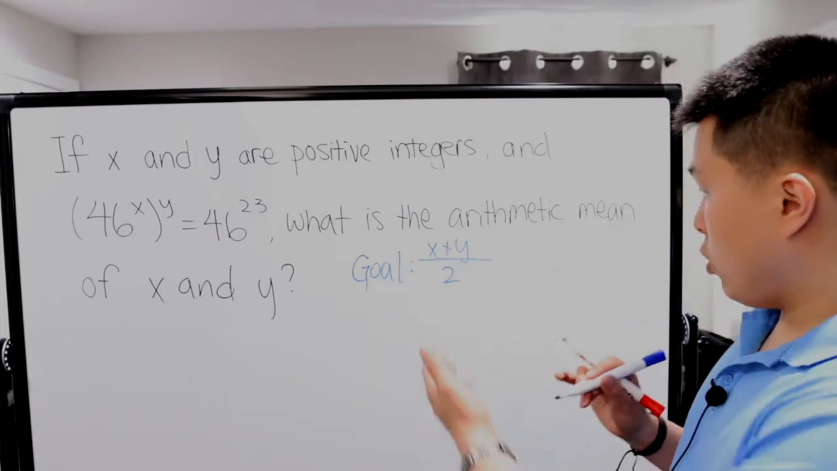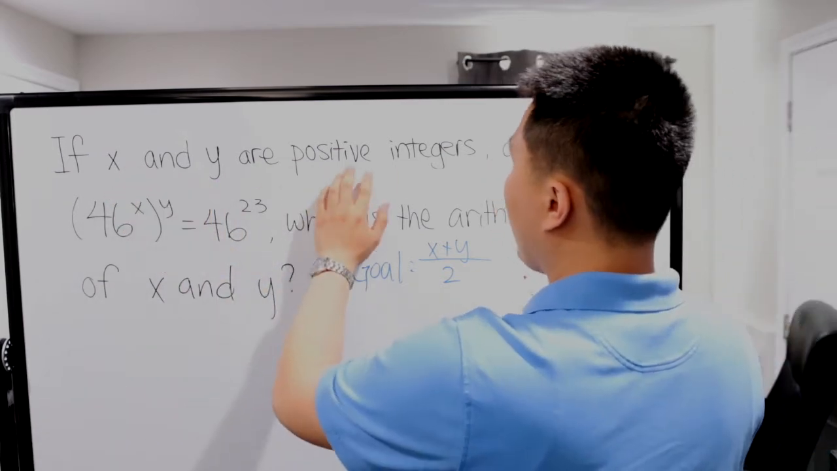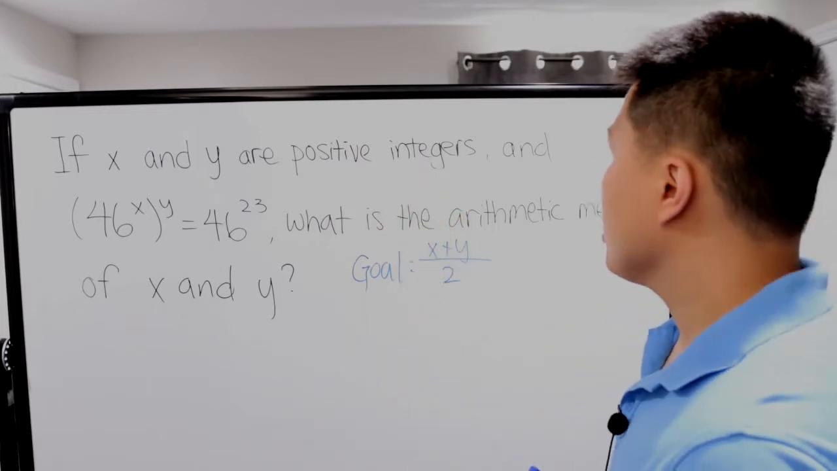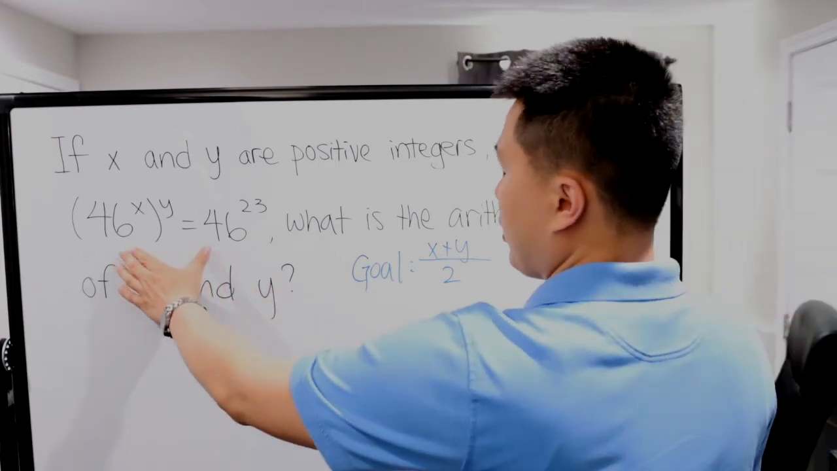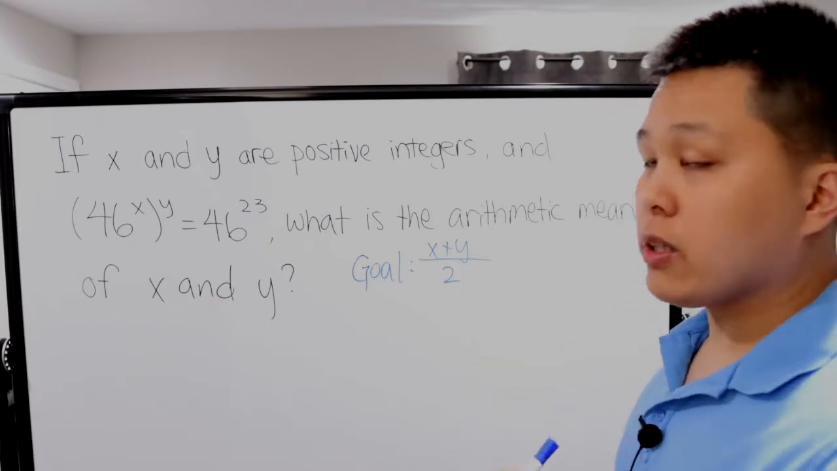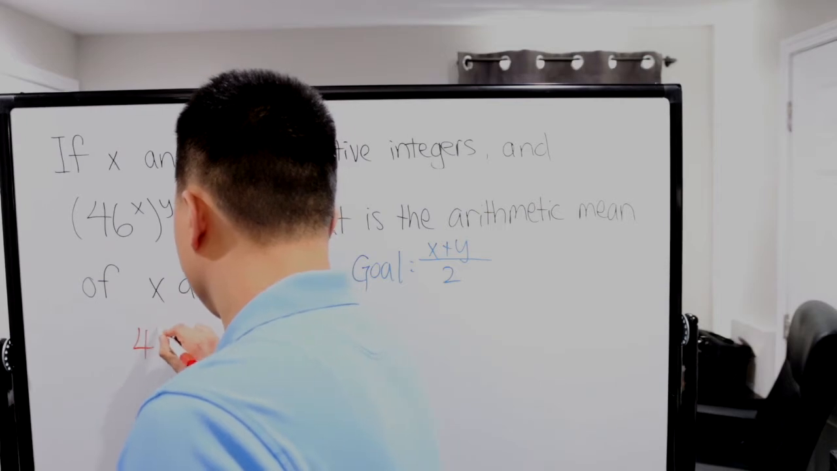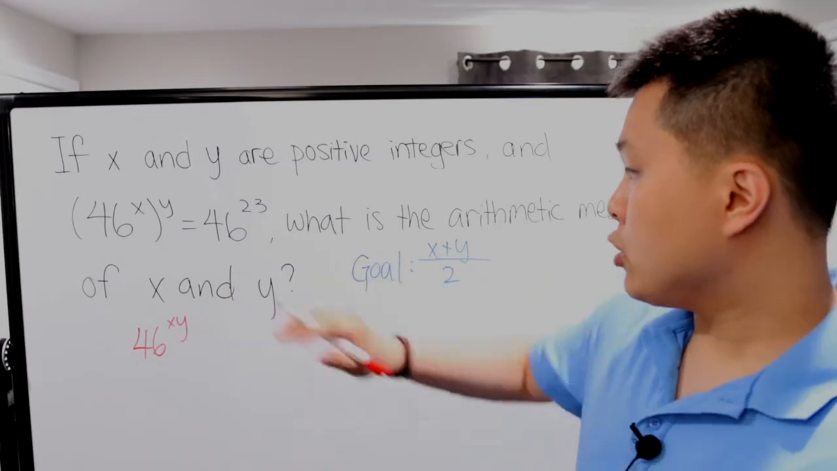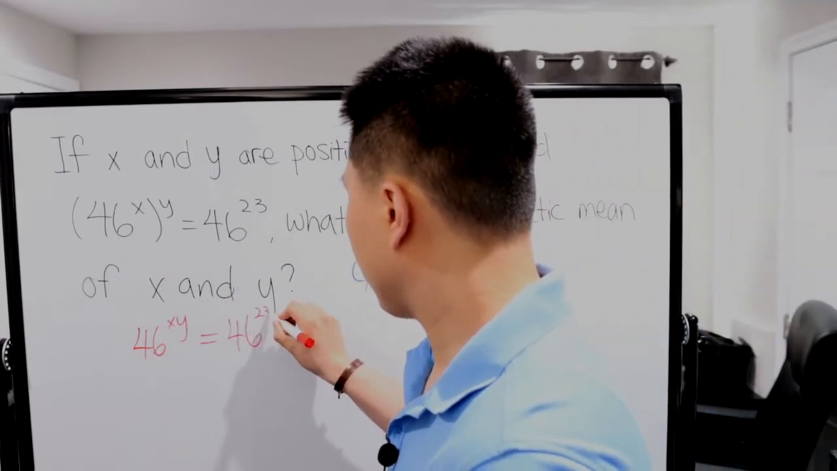Now, first and foremost, in this case, we have to figure out x and y. We know x and y are positive integers, so we don't have to worry about negative numbers. Integers are basically 0 and all the whole numbers, so we don't have to worry about decimals or fractions. Great. Now we have this to worry about. We have 46 to the x all to the y power. From properties of exponents, we know that we can rewrite this as 46 to the xy power, x times y. The other side we haven't done anything to, so we're just going to bring it down so that it's easier to see: 46 to the 23rd.